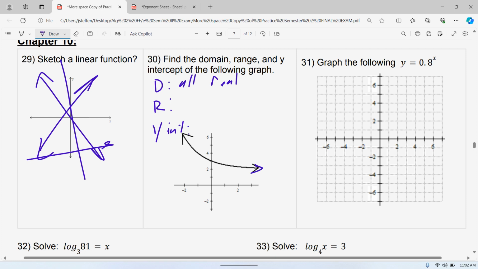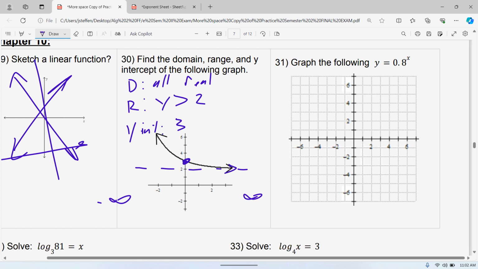Infinity. Range, it looks like it tapers off at 2. Intercept, it crosses right here at 3, so your y-intercept is at 3.